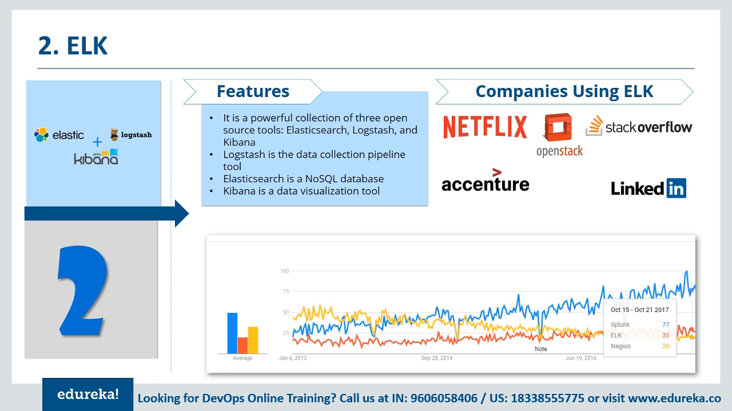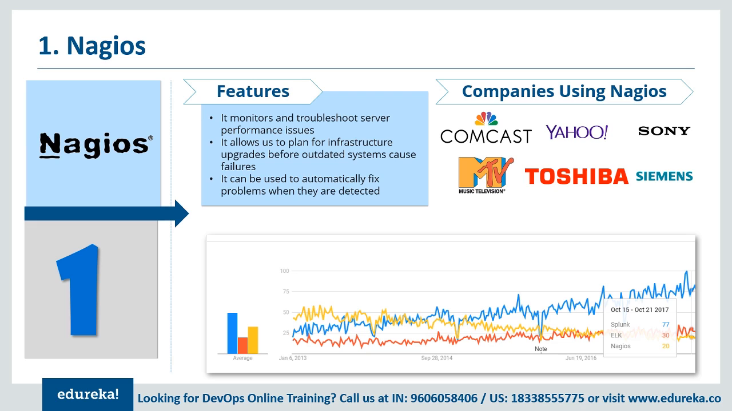All right. And at last, we'll be focusing on Nagios. Nagios is basically used for monitoring purposes, where it can be used to monitor and troubleshoot any server performance issues. Suppose one server is being overloaded, one server is continuously failing, or it is in use at 100% capacity. All of these can be reported easily by using the tool Nagios. Basically, it allows us to plan infrastructure upgrades before any system goes outdated. Suppose a version of any system needs to be updated, then we can do that easily using Nagios.